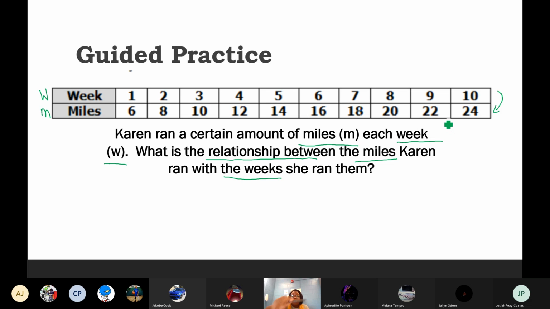So you'll notice no matter how many weeks went by, the amount of miles she ran were always more than the week she ran them. So 6, for example, is bigger than 1. 8 is greater than 2. 10 is greater than 3. The question Miss Neville is asking you is, what did I have to do? What operations, what numbers did I have to add or multiply to 1 to get to 6?